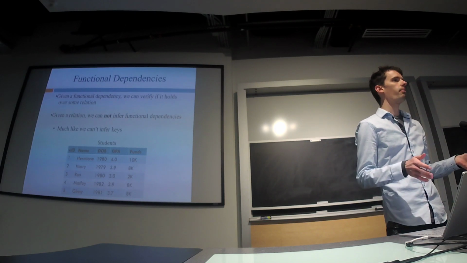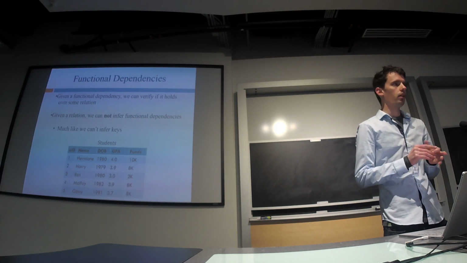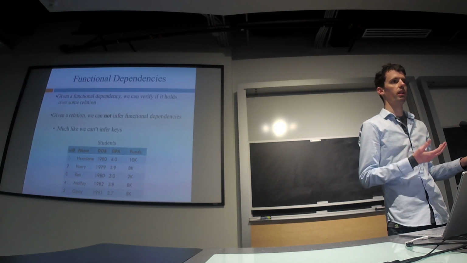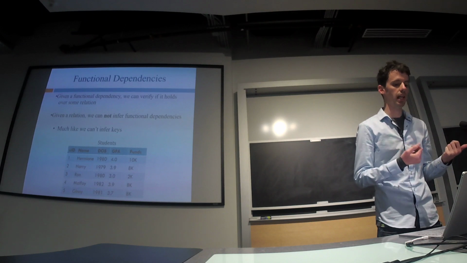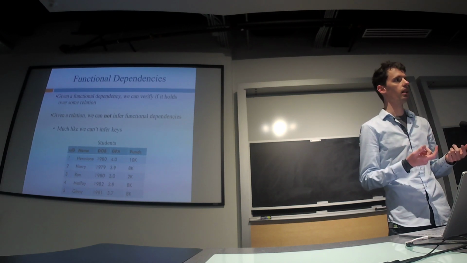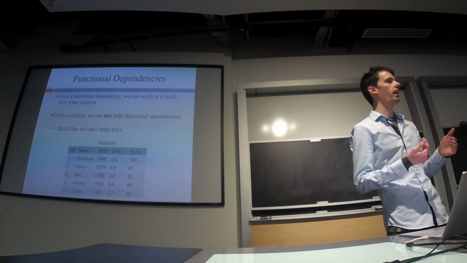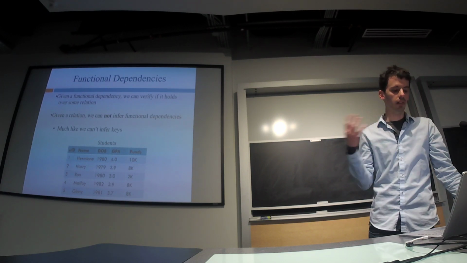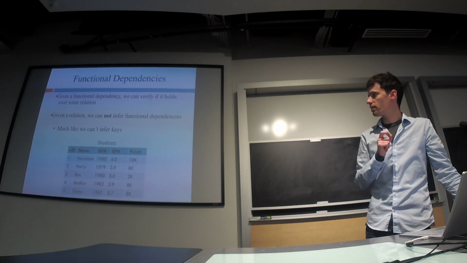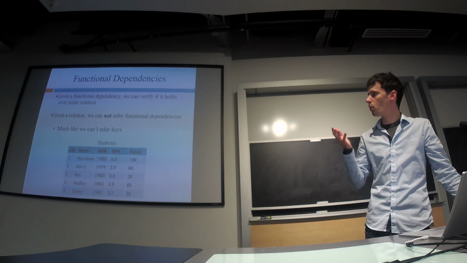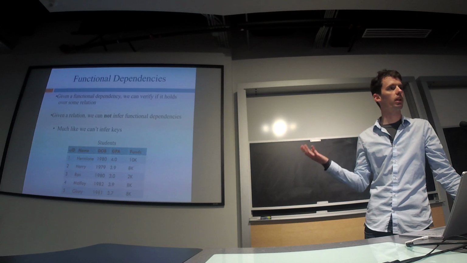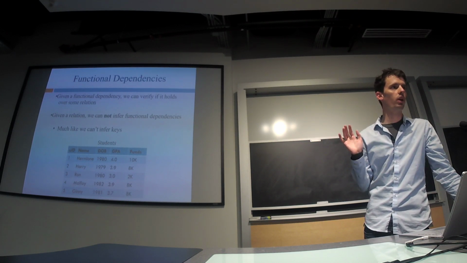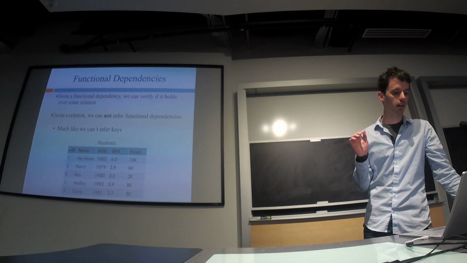Similar to keys, given a table, we cannot infer its functional dependencies. But given a table and a functional dependency, we can verify if that functional dependency holds. So given this table and a functional dependency, UID to date of birth, yes, we can prove that. Given this table and no functional dependencies, can we infer what the dependencies are?